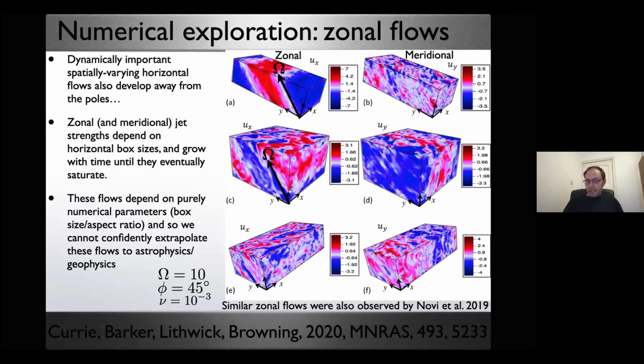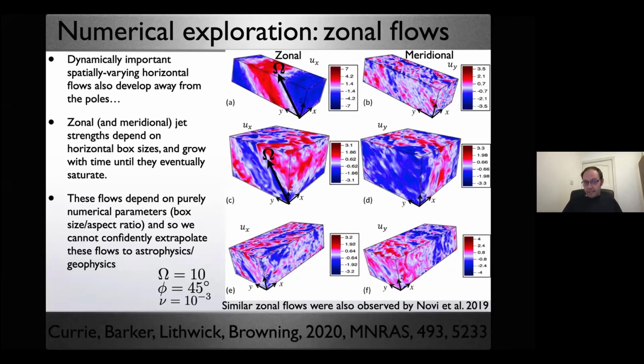So the zonal flows are illustrated in the left panels here and meridional flows are illustrated in the right panel. And the zonal flows are flows which are varying in y, but they're independent of x. And these are flows which are oriented with the rotation axis. So you can see in these plots of ux that these flows are essentially constant along the rotation axis. So these really are zonal flows.